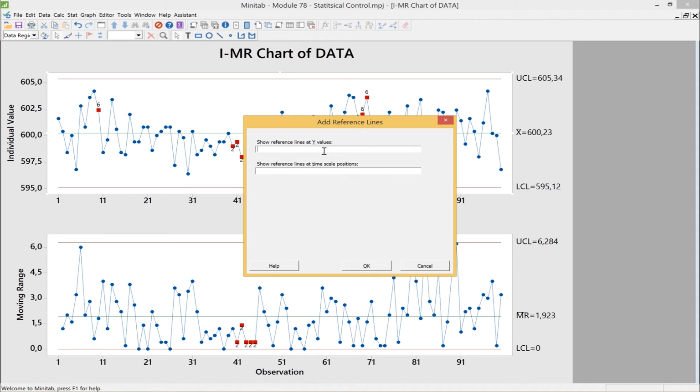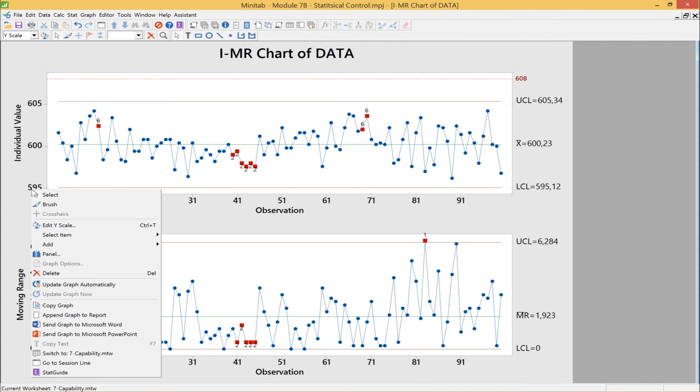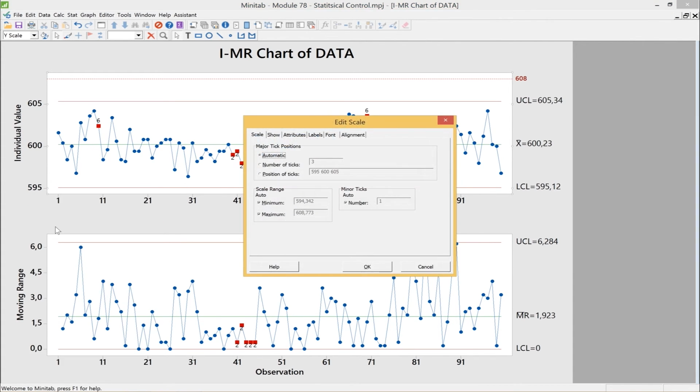Okay, if I want to add a reference line, the reference lines can be very helpful. So let's just say I'm adding a reference line at 608 and at 594. And so I say, okay, there's something else happening there, so I've added those reference lines. Now, I didn't show this one here because this scale is not off. The scale goes to 595, and so I have to actually change the Y scale.